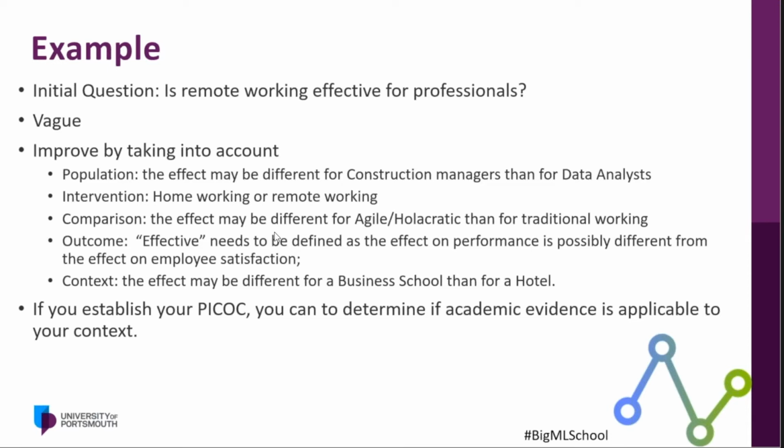Comparison: it might be different for different management schemes, if you're in an agile type environment versus a traditional type environment. The idea of effective needs to be defined because the effect on performance, in other words, how quickly you do a given task, might be different to the effect on employee satisfaction. Employees might be happy working from home. And the context, of course, could be different for a business school, versus a hotel. So when you establish that, you can determine whether academic evidence is relevant or applicable to your context.